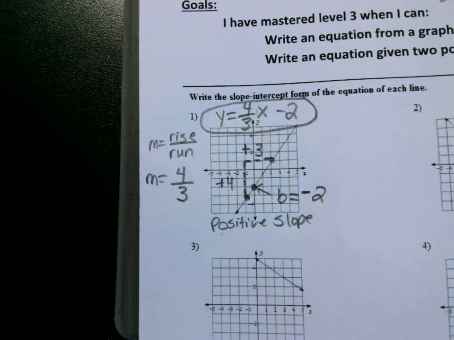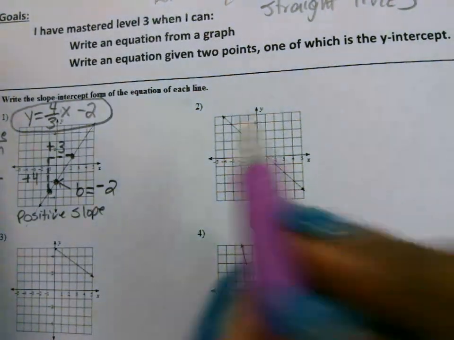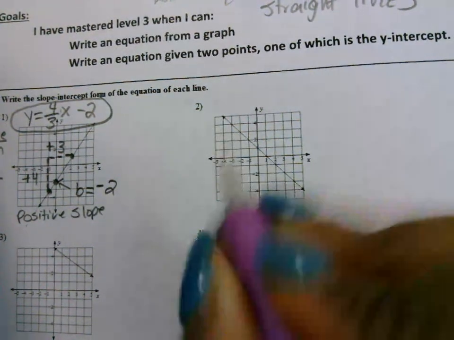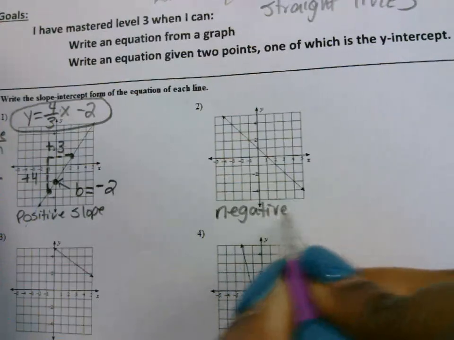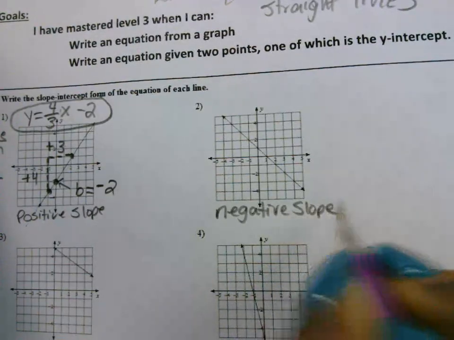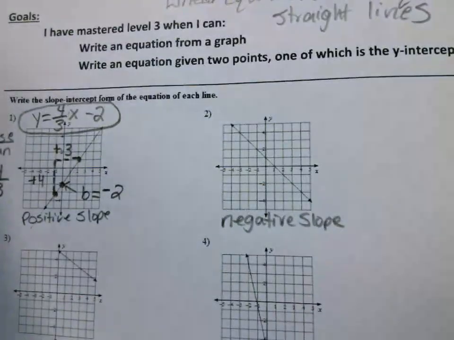All right, let's do number 2. What kind of slope is number 2? Positive, negative, undefined, zero slope? Negative, because from left to right, the line is going down. This is a negative slope. That means I know my M is going to be a negative number. Please write. Come on, Nia. So now we're going to do M, rise over run.